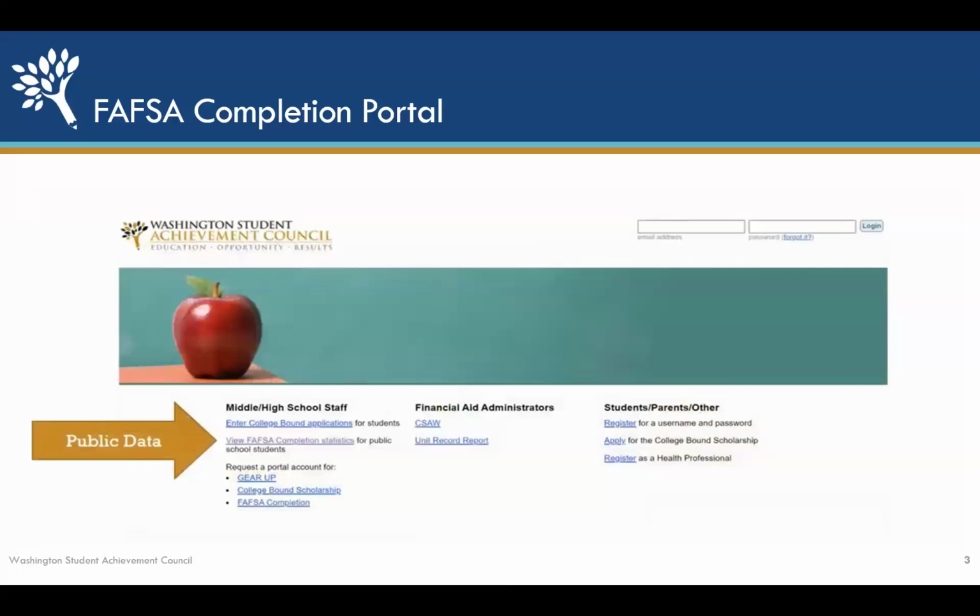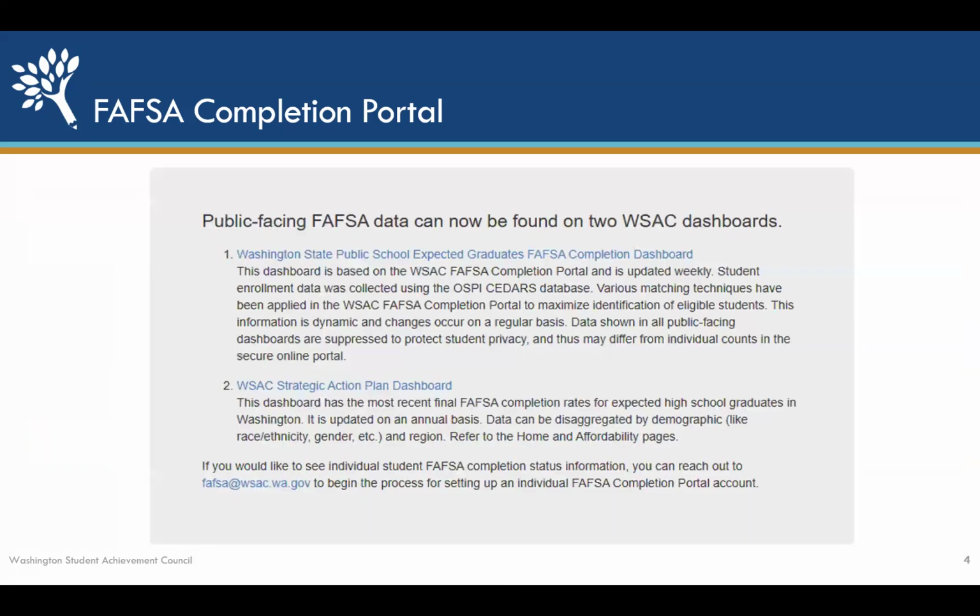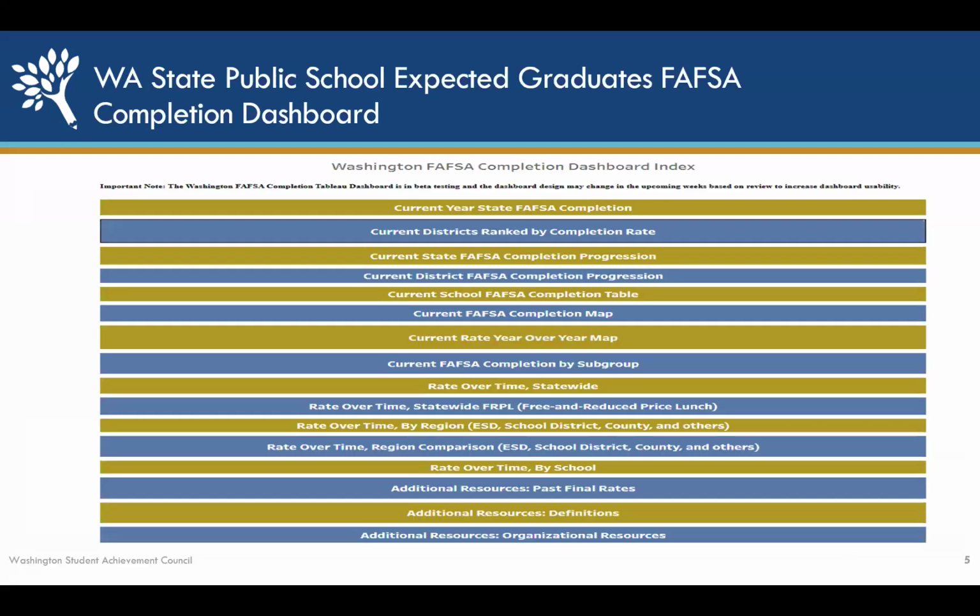If you click on the link labeled View FAFSA Completion Statistics, you will be brought to the public part of the portal. The public part of the portal has the links to find publicly available aggregate data. Aggregate data is suppressed. The suppression means that some data will not be shown if the group size is smaller than 20. This suppression is to protect student privacy. There are two dashboards. One is the Washington State Public School Expected Graduates FAFSA Completion Dashboard, and the other is the Strategic Action Plan Dashboard.